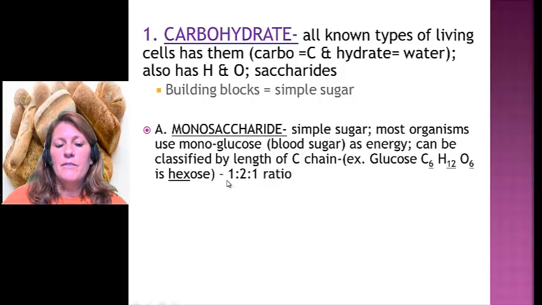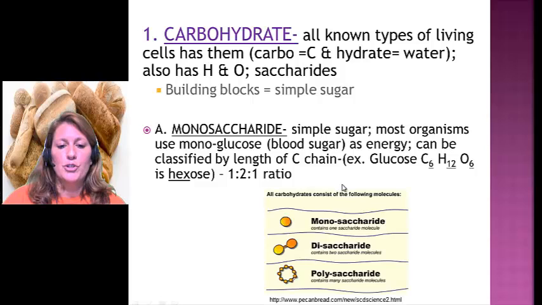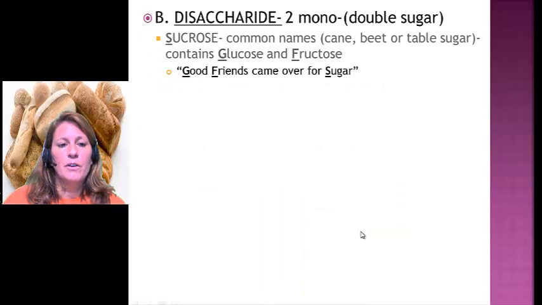Okay? Now you notice I have a 1-to-1 ratio. 1-to-1 ratio is referring to the subscripts of the number of atoms of each. So 6, 12, and 6, if I break that down, that is a 1-to-1 ratio. Okay? You will always find that in your carbohydrates, or your sugars. So carbohydrates, depending on the molecule, could be a mono, a di, or a polysaccharide. So we've covered monosaccharide. Now let's look at disaccharide, which means two monosaccharides put together, or a double sugar.